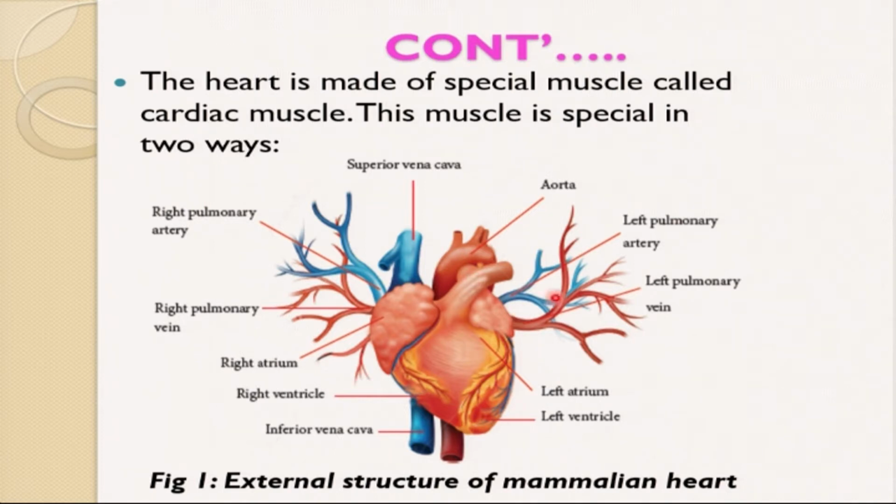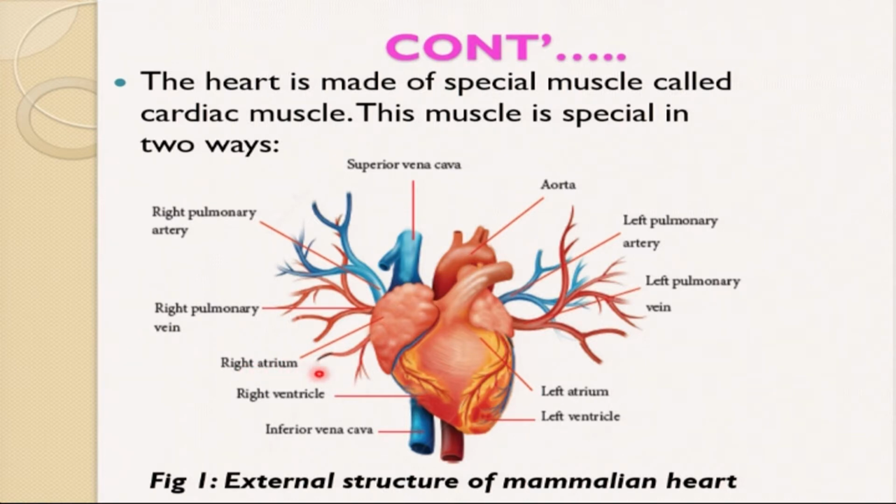In the internal structure of the heart, you can see something that resembles the roots of a plant. These are what you call the superior vena cava. We have the right pulmonary artery. We have the right pulmonary vein. We have this chamber, because the heart is divided into two chambers. On the right side, we have two chambers.